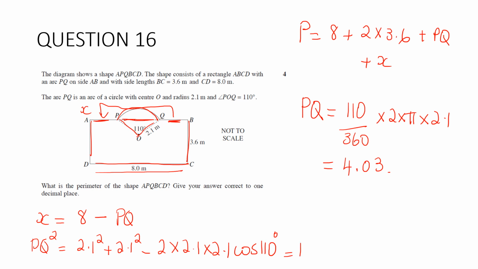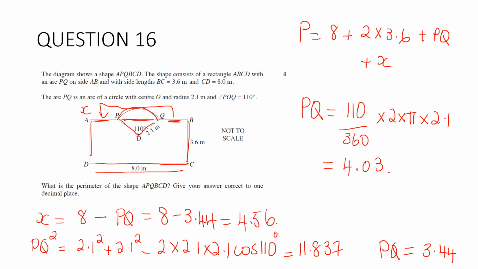11.837. Run out of room, I'm afraid. We'll just put it over here. PQ then is equal to the square root of that. I've still got it in my calculator. So 3.44. And so X is going to be equal to 8 take away 3.44, which is 8 take away answer, 4.56.